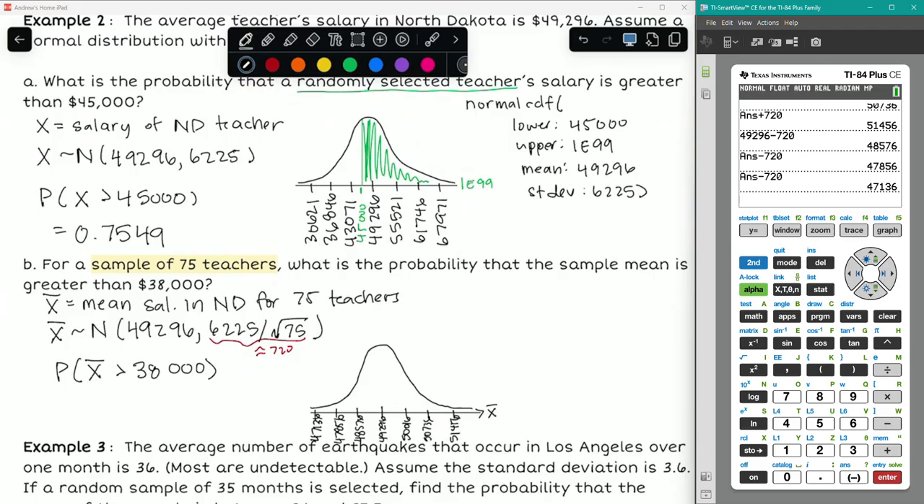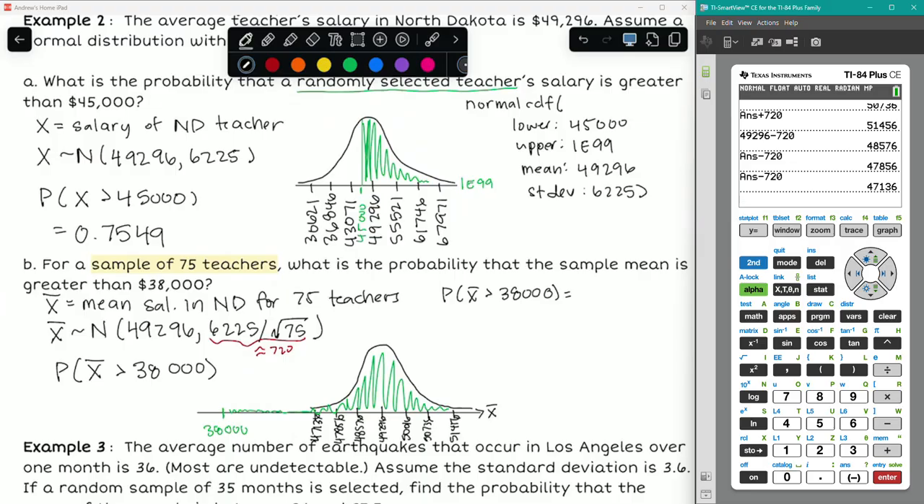And you will notice that the lower boundary on this curve is 47,000, meaning that my 38,000 is way down here somewhere. And I'm interested in greater than, meaning I'm shading all of this all the way up here. So without even running normal CDF, I have a prediction that this probability is probably going to be pretty darn close to 1.